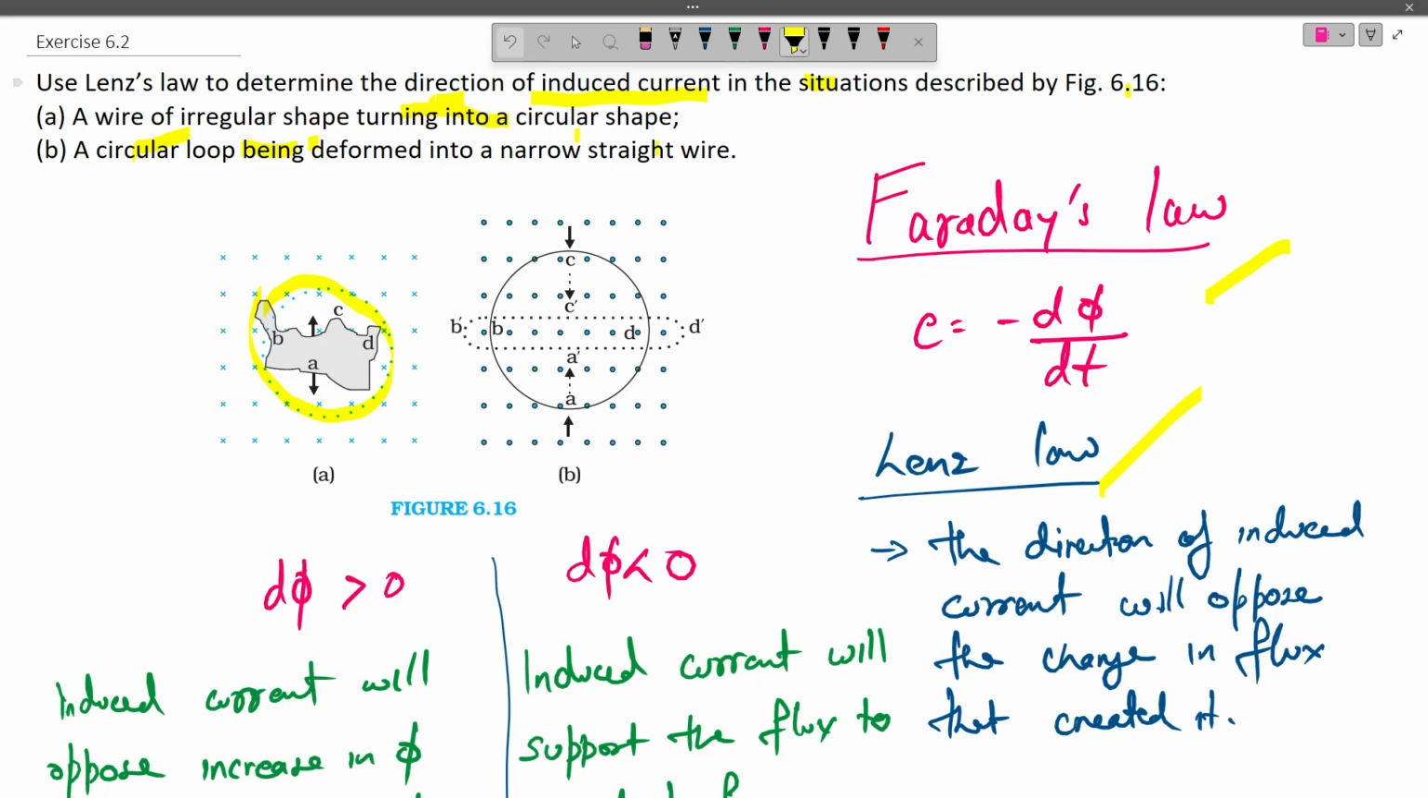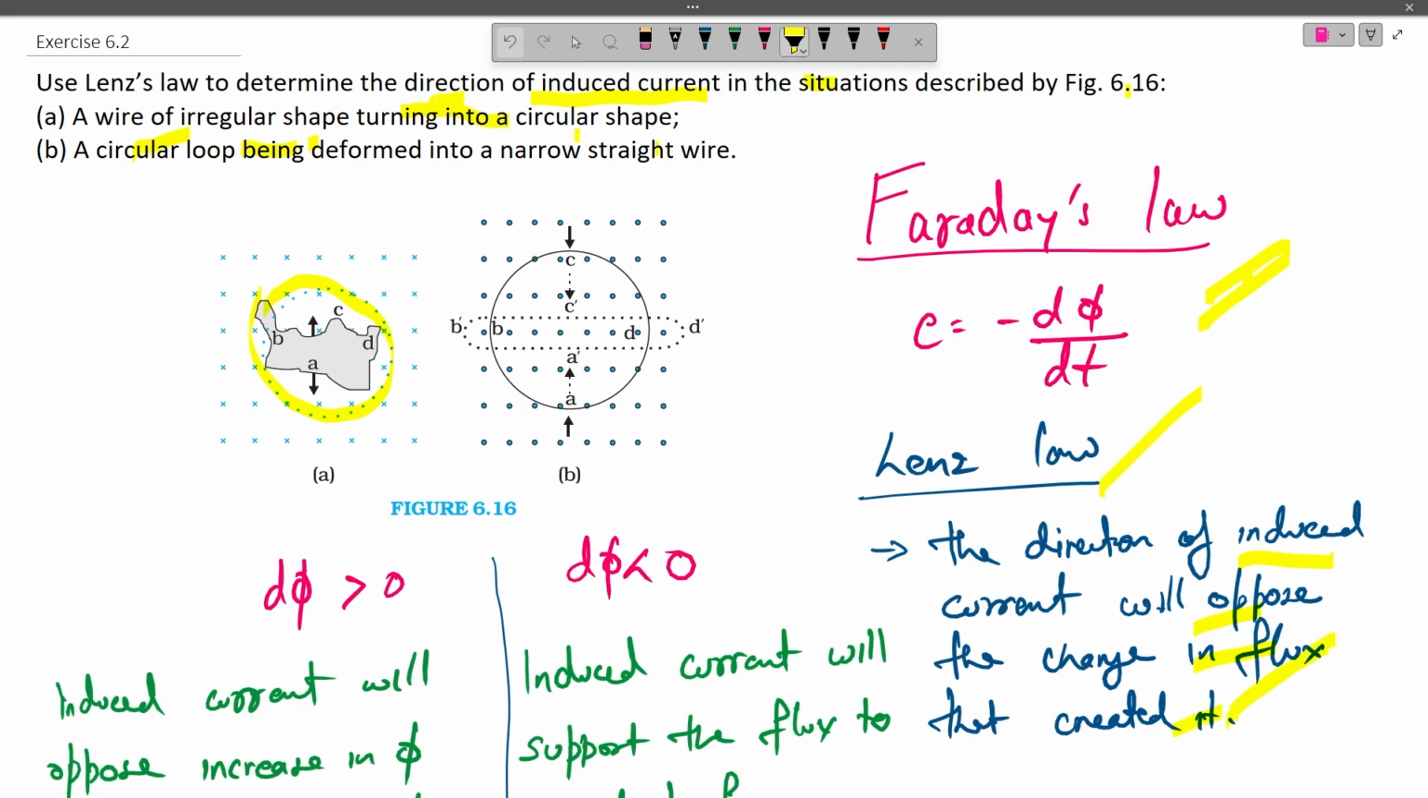Faraday's law says that the induced EMF, due to which the current would flow, would be equal to minus d phi by dt, where d phi is the change in flux and where flux is the dot product of magnetic field and the area vector. And Lenz's law says that the direction of induced current will oppose the change in flux that created it.